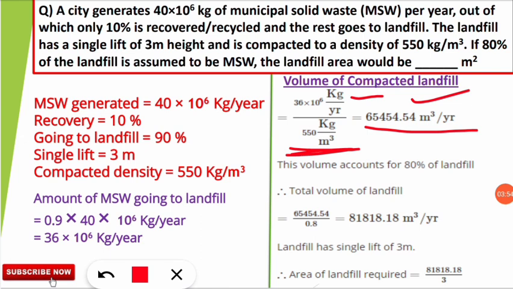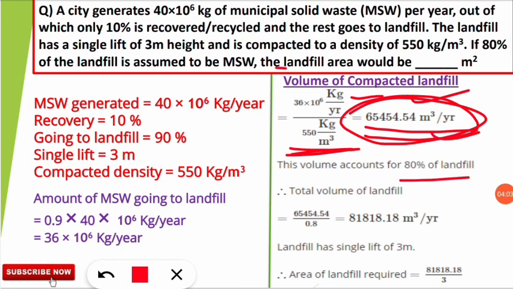So that's a very good number. Now what is this volume? This volume is the 80% of the landfill volume, but we have to find the landfill area. To find the complete landfill area, we need the complete volume of the landfill, but here it is giving the 80% volume. As 80% is this much, 100% will be how much? 100% will be 65454.54 divided by 0.8.